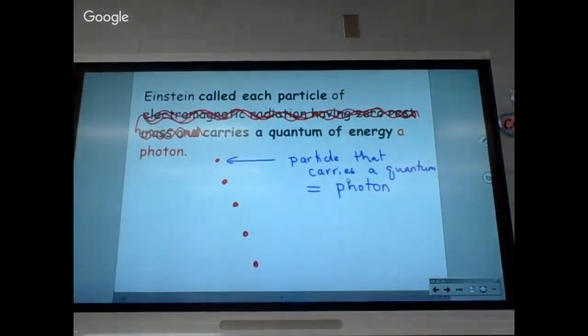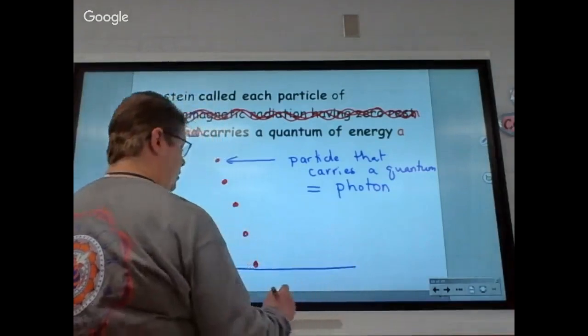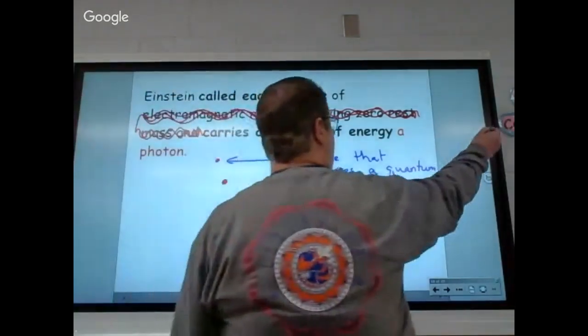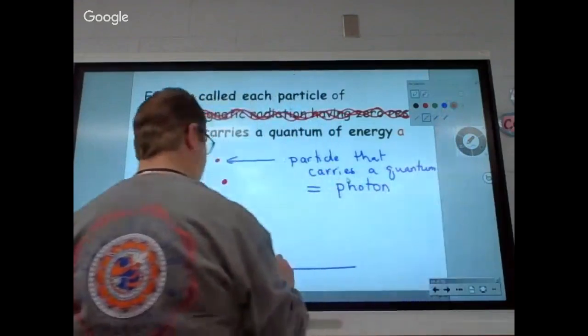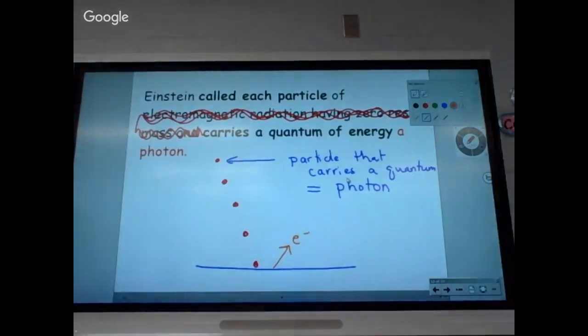Okay? That's what that means. That's all that means. Einstein says that any particle that carries a quantum of energy is called a photon. It's not a futon, it's not a couch. It's called a photon. All of these photons are going to hit the metal, and if they have a quantum of energy, then we will have an electron that comes off.